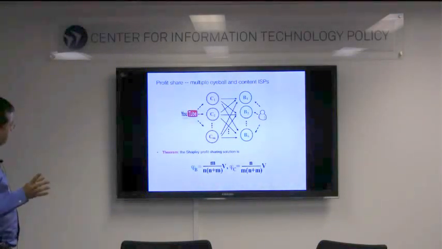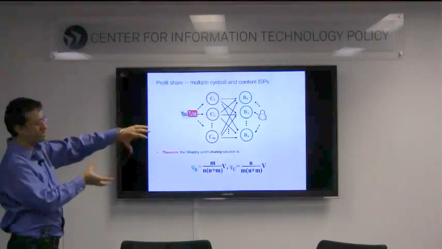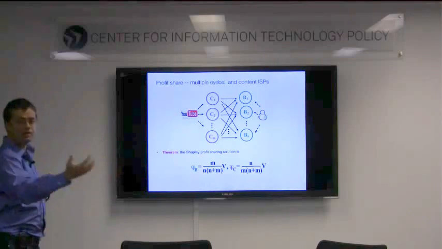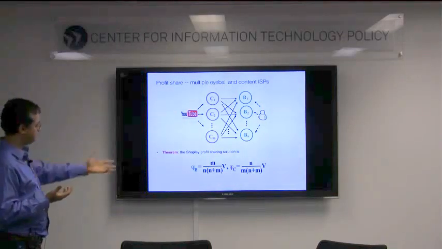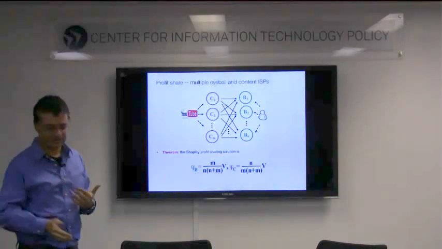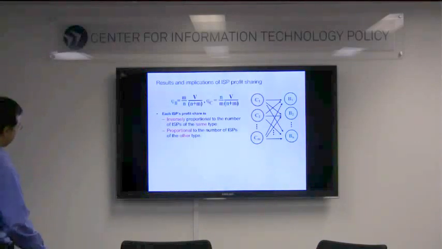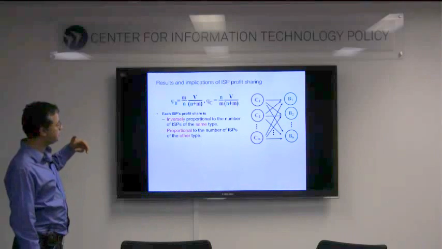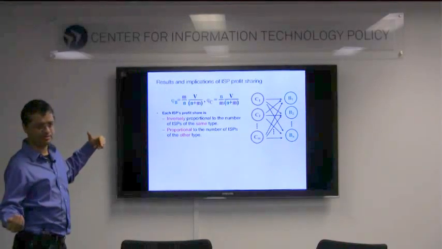Okay, so now if you generalize this to multiple content provider ISPs and multiple eyeball ISPs, what is the share? We can derive the share to be this. And what it really says is each ISP's profit share is inversely proportional to the number of ISPs of the same type that it has.